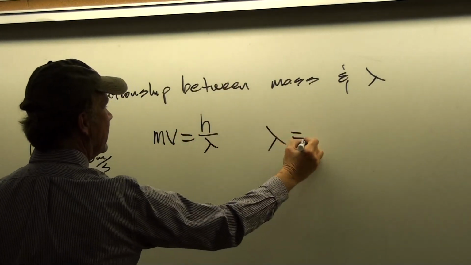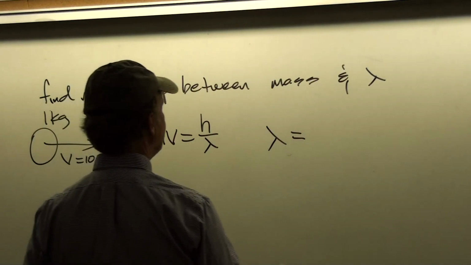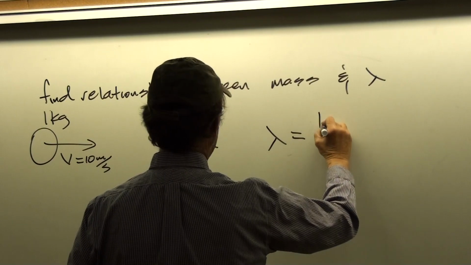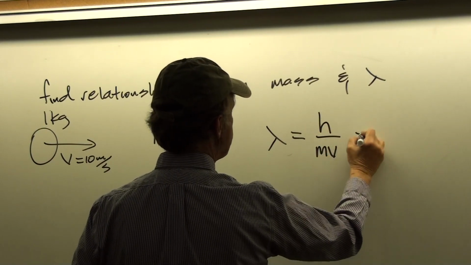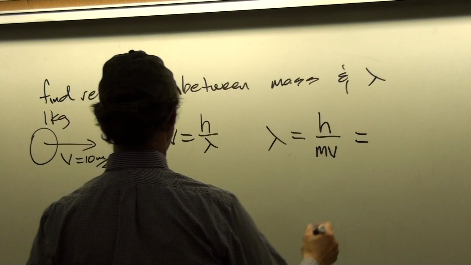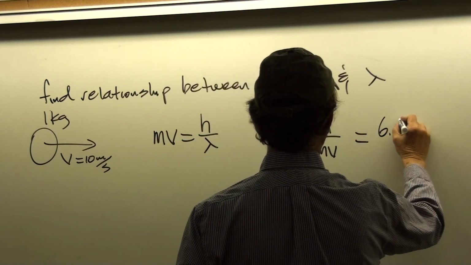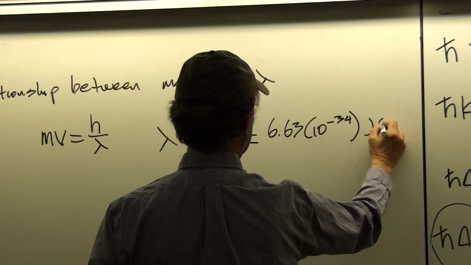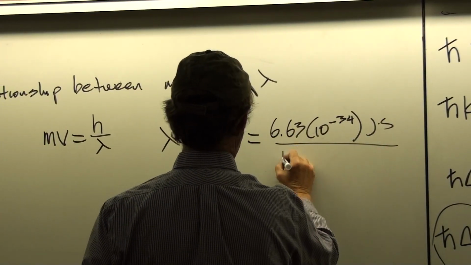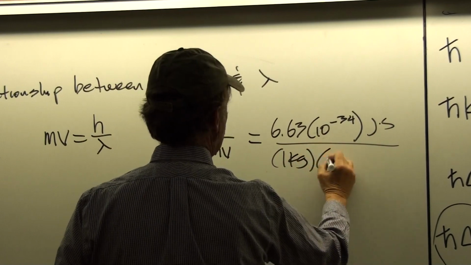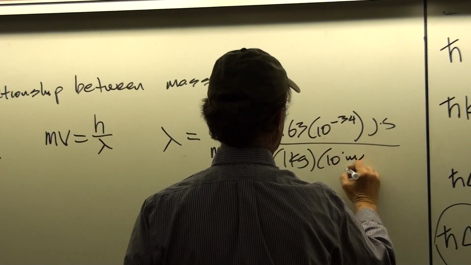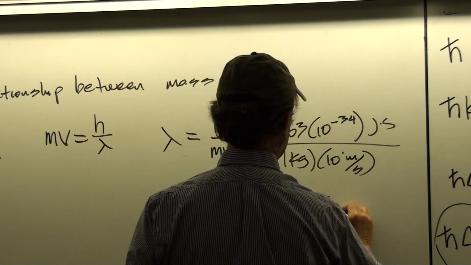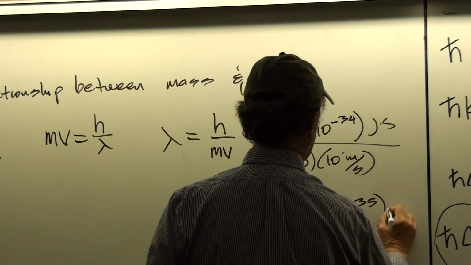So the wavelength then for the baseball is going to be h over mv. So that'll be 6.63 times 10 to the minus 34 joule seconds divided by 1 kilogram times 10 meters per second, or 6.63 times 10 to the minus 35 meters.